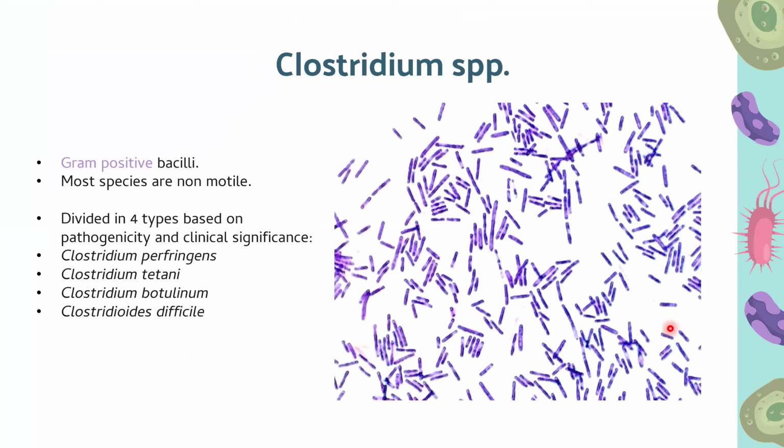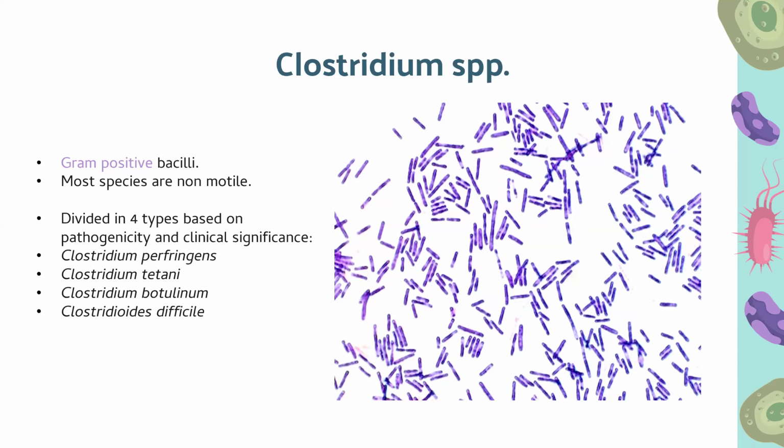Okay, for Clostridium species, we can see that they are bacilli. They are long, pencil-like ovoid structures. Most species are non-motile, okay? They are divided into four types based on pathogenicity and clinical significance: Clostridium perfringens, Clostridium tetani, Clostridium botulinum, and Clostridioides difficile, which used to be called Clostridium difficile, okay? The range of manifestations that you can see with Clostridium is very broad, and it heavily depends on the species that you are looking at.